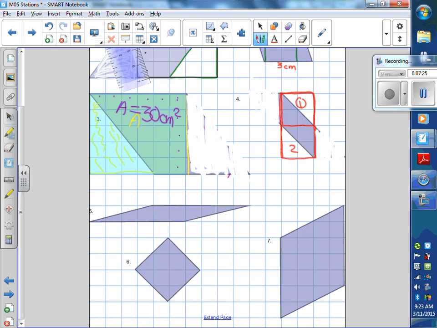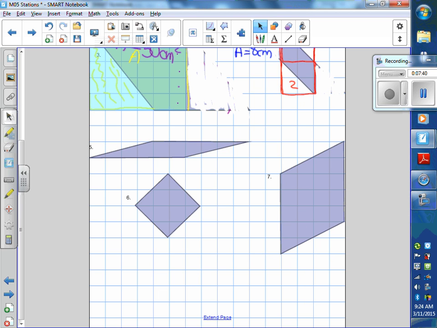So that gives you an area of 8. So that was good. 8 square centimeters. Okay, and then Jackson, what about number 6? Let's skip 5 for a minute and go right to 6.